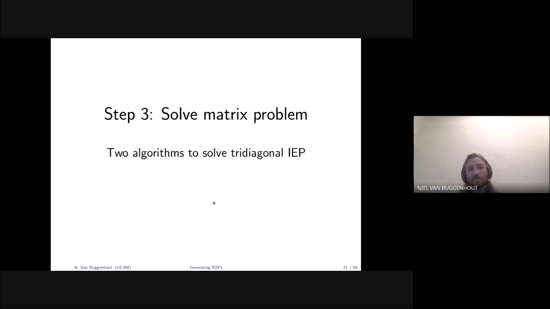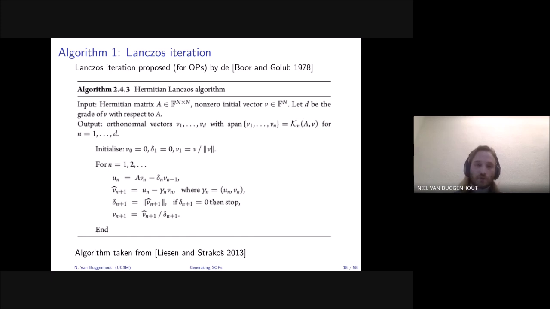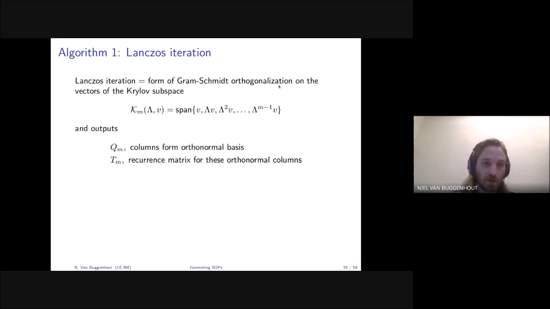Now that we have formulated our matrix problem, we want to solve it. So I will discuss, very shortly, one algorithm, the Lanczos iteration. I mentioned before that it generates an orthonormal basis for a Krylov subspace. Here I took a snippet from a very nice book by Liesen and Strakos. I will not go into detail on this one. This approach was first used by de Boor and Golub in 1978.